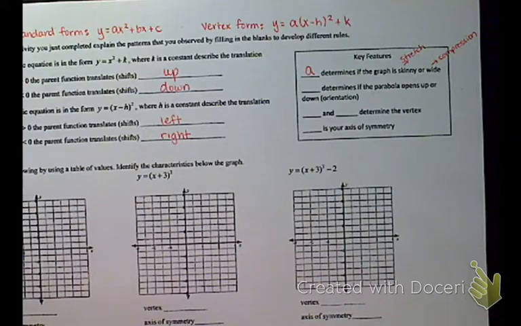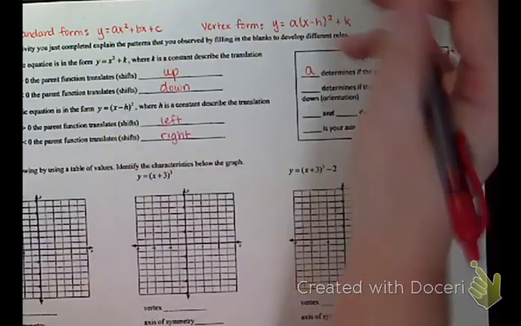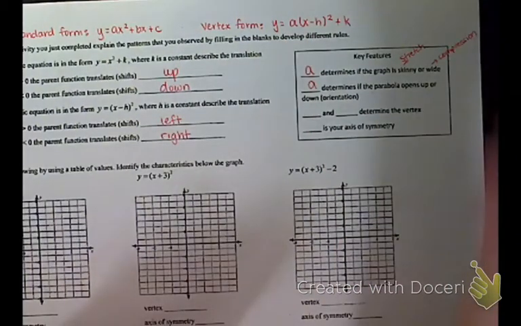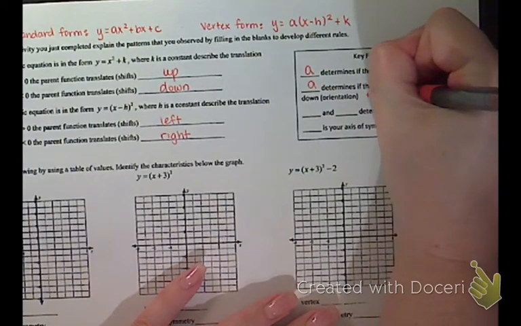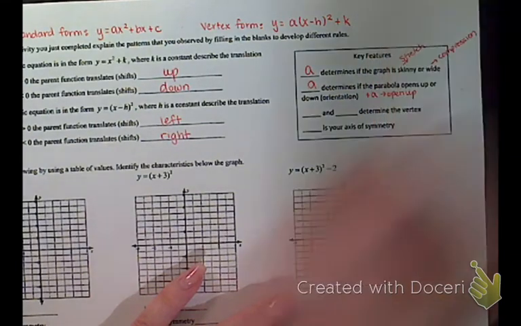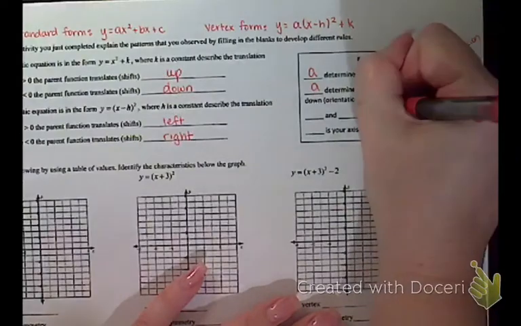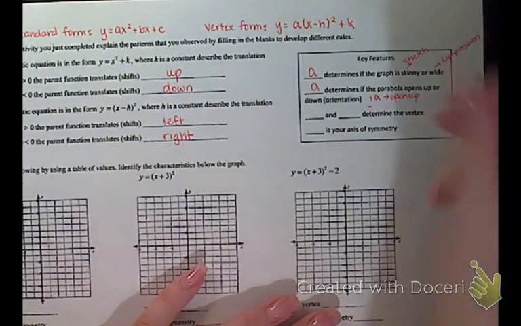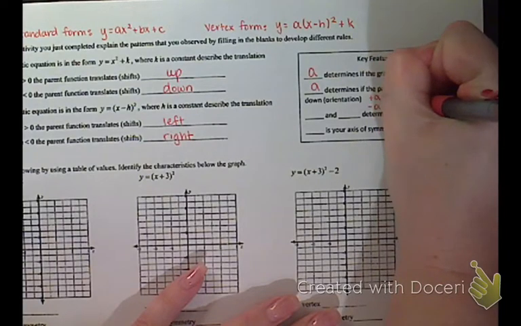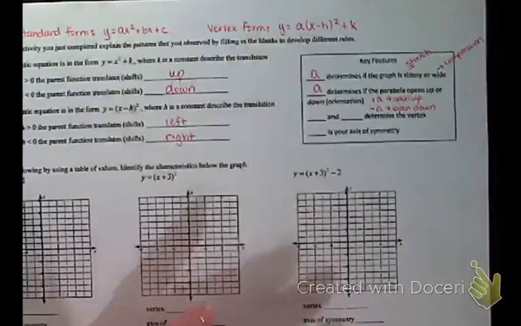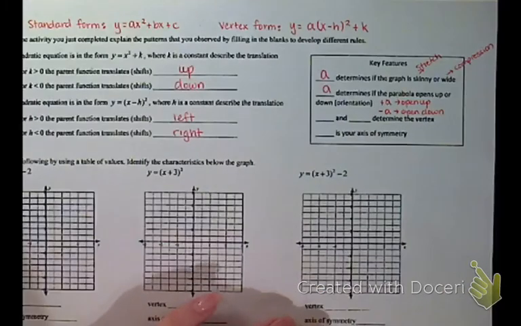Let's see. Blank determines if the parabola opens up or down. So the orientation. What determines if it opens up or down? That A value again. If A is positive, your graph's going to open up. If you have a negative A, your graph's going to open down. So that A value still determines whether it opens up or down.